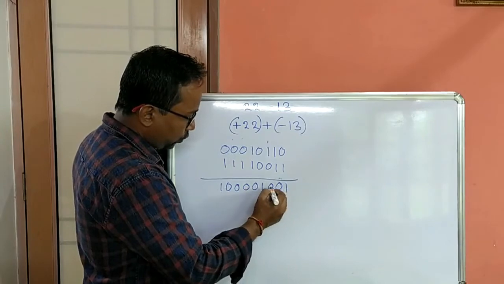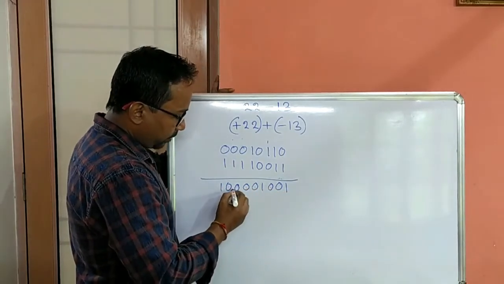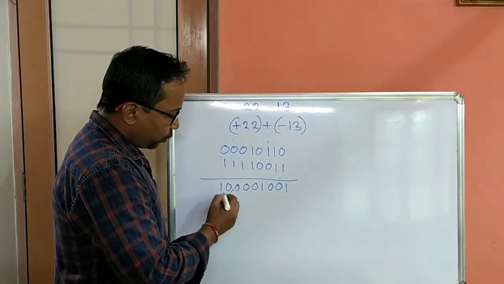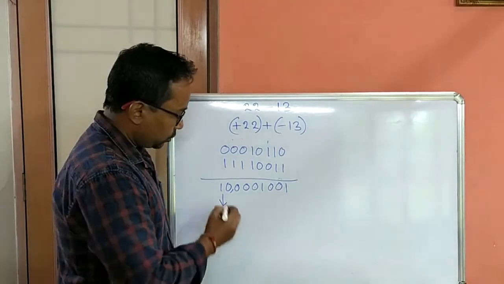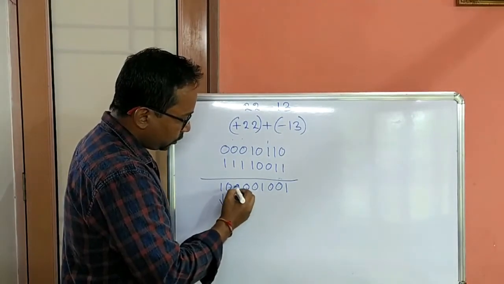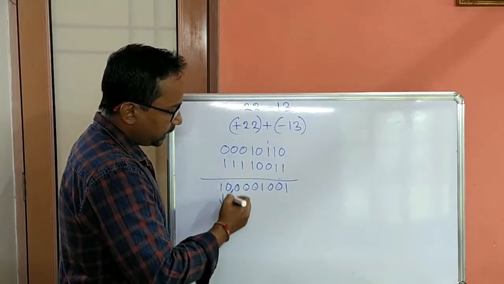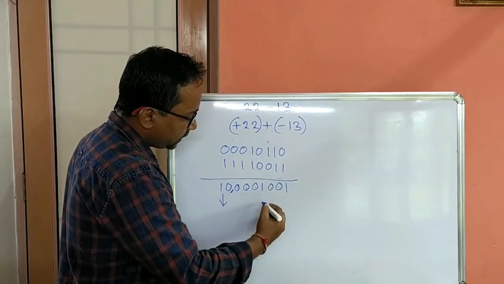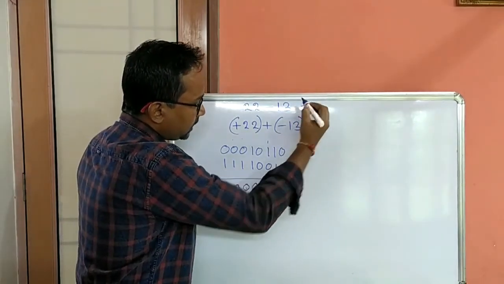So here 1, 2, 3, 4, 5, 6, 7, 8, 9. One extra bit has come before the sign bit. So in this case the overflow, which is the extra bit before the sign bit, will be dropped. That means we have to ignore this. So leaving that, the number becomes 0, 0, 0, 0, 1, 0, 0, 1. The first bit is 0, which indicates that the number is positive. Leaving this sign bit, this magnitude represents what? The binary equivalent of 9. So the answer is correct.